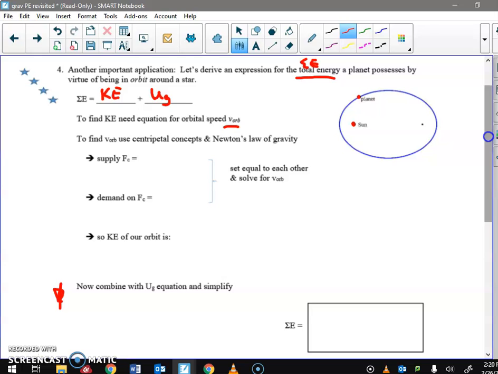So let's review. When you're in orbit and moving in a circle, you have a supply force. What's that supply force? Of course, it's gravity. And what's our equation? G mM over r squared. There's a demand on that force. What's that demand on the force? Well, that's mv squared all over r. We're going to do it in terms of v rather than period, so it's a little bit easier. We're not going to go for Kepler's law here. Okay, so we're going to set them equal to each other and solve for v.